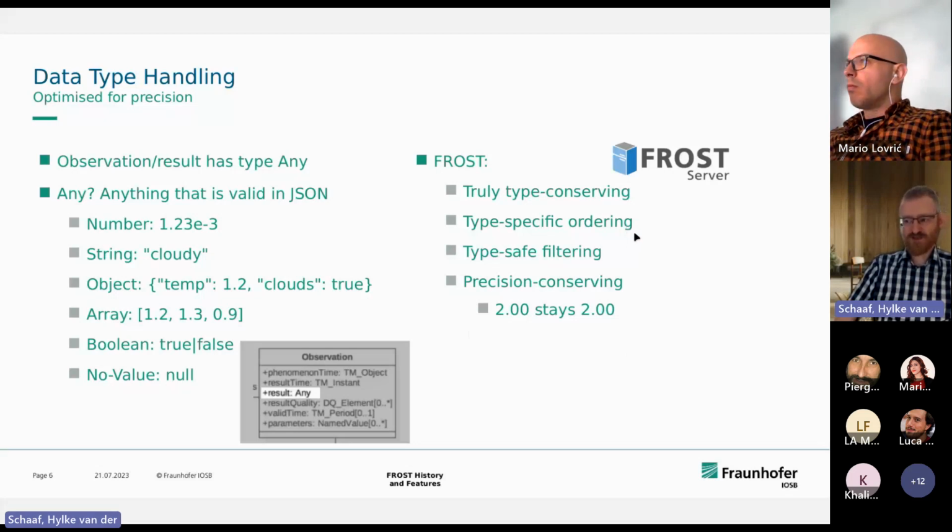It also sorts by the types. So if you sort, you generally get the numbers sorted as numbers and then strings sorted as strings. Because if you try to sort numbers as strings, you get weird things, like 11 is smaller than 2. So you get 1, 11, 2. That's of course not what you want. And an important one is Frost is precision conserving. So if you send the number 2.000, because you made a measurement to that precision, it stays 2.000, or however many zeros you want. So you can get it back exactly as you put it in.